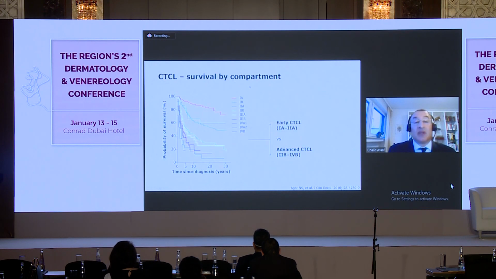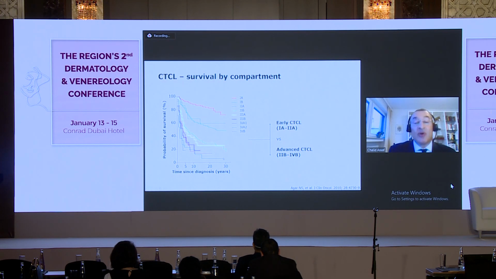So, here you see, if you take all the compartments together, in stage 3 we have a lymph node involvement. In stage 4, like we said, B, we have a blood involvement. And you see in the advanced stage, if you have 4B, we have a very bad prognosis.